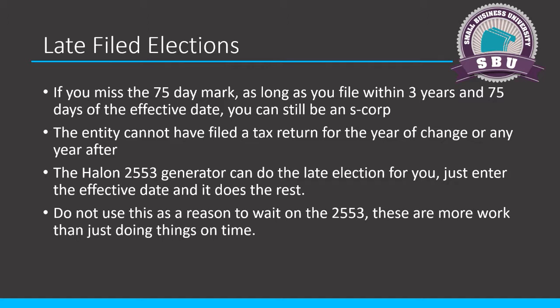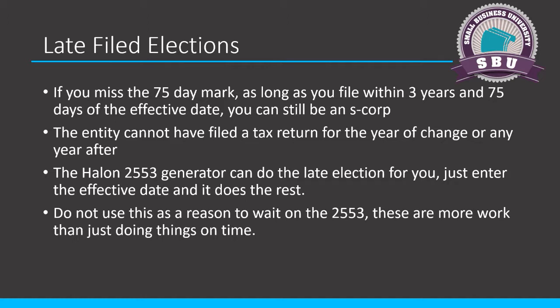Our Halon 2553 generator will do all of this for you. So just enter the effective date, meaning the date you want the entity to first be an S-Corp, and it will create all the late filing parts for you. You must file the 2553 within 3 years and 75 days for this to work.